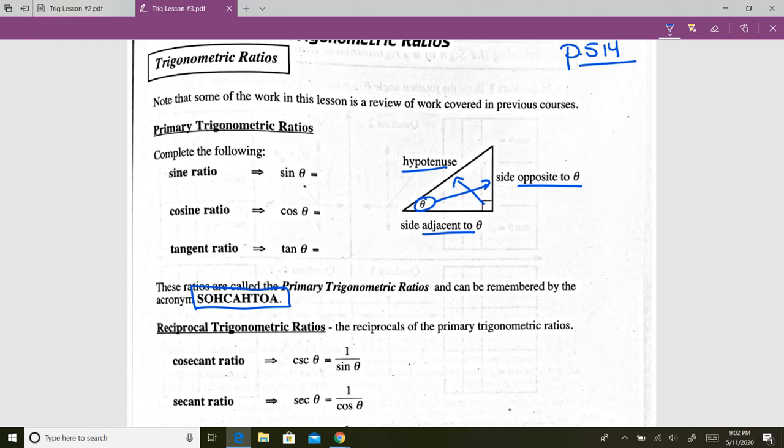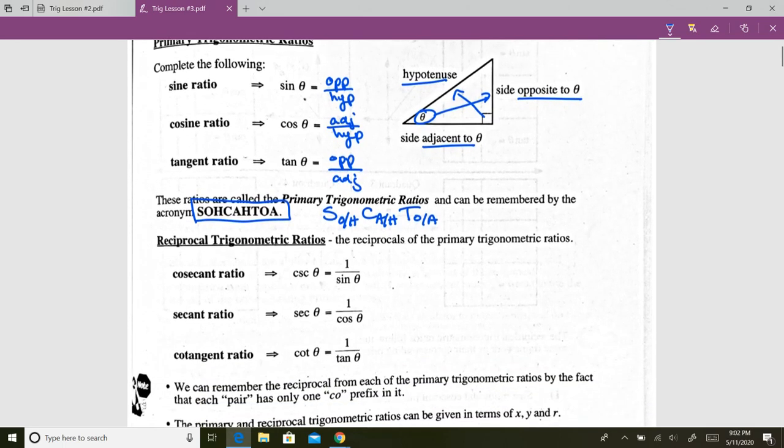And hopefully you remember from grade 10, you've probably seen SOHCAHTOA. I write it slightly differently. I write it like this. Sine is opposite over hypotenuse. So op over hyp. Cosine is adjacent over hypotenuse. And tangent is O over A, opposite over adjacent. All right, so that's the Math 10.